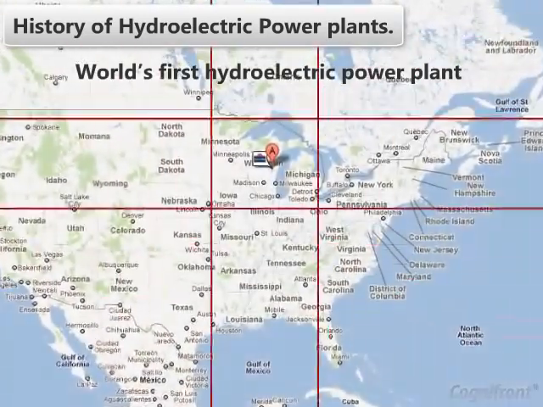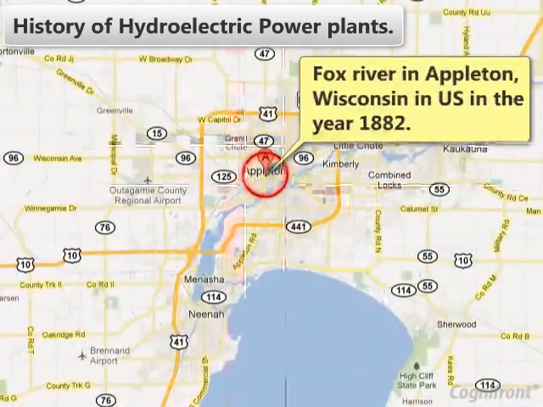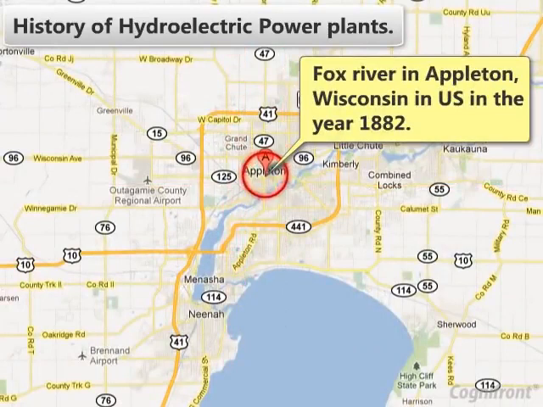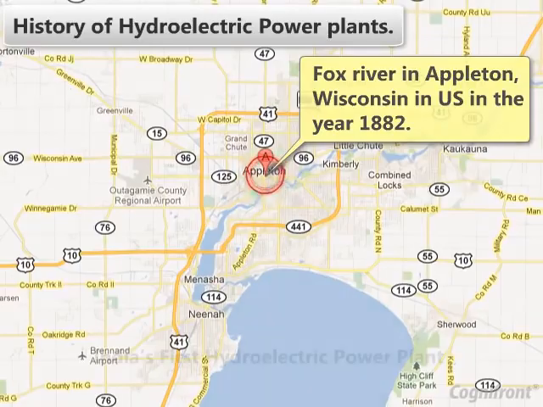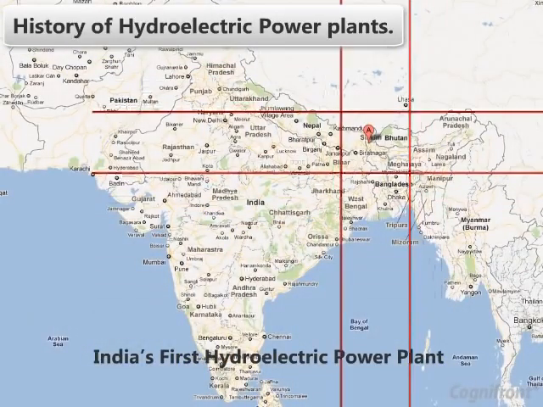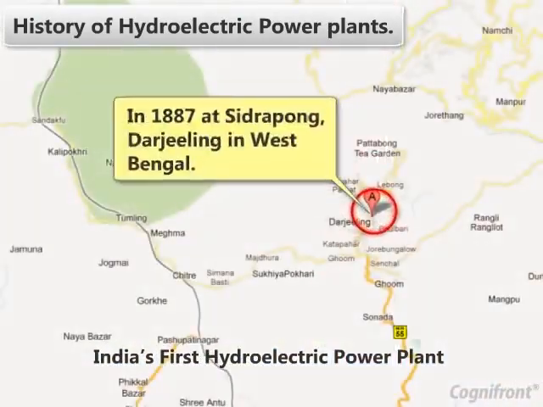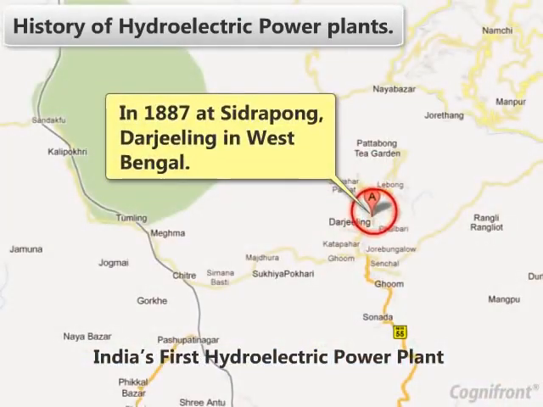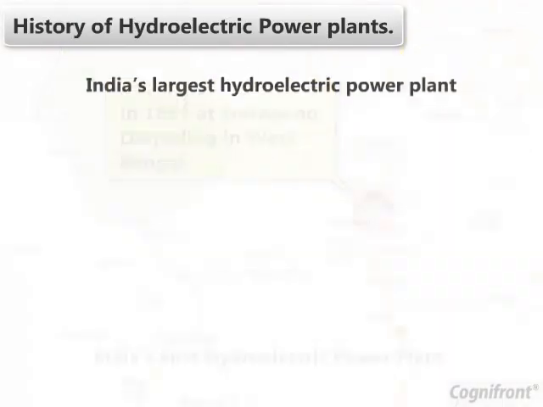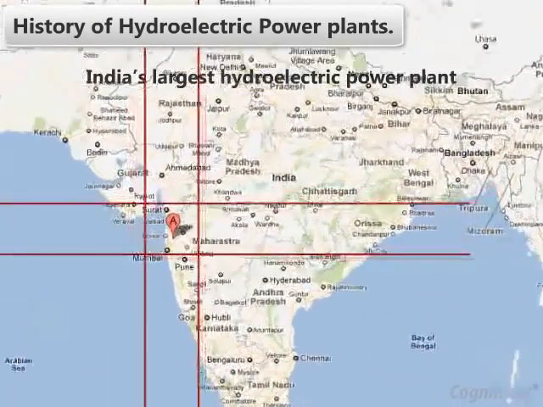History of hydroelectric power plants. World's first hydroelectric power plant was built across the Fox River in Appleton, Wisconsin in US in the year 1882. India's first hydroelectric power plant was commissioned in 1887 at Sidrapong, Darjeeling in West Bengal.